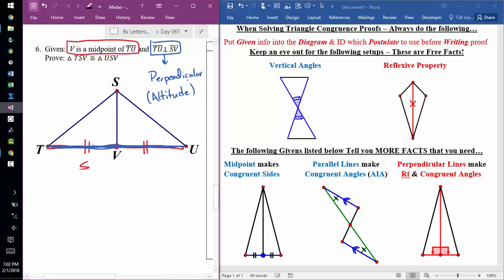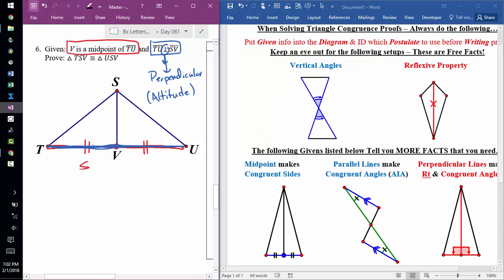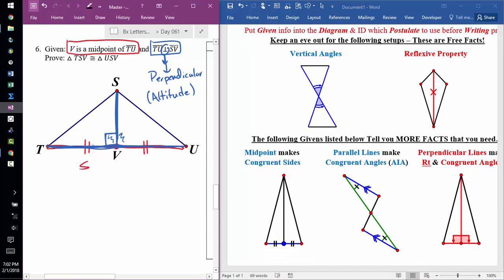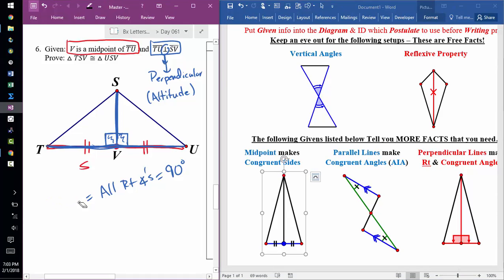They're going to give you two sides. TU is perpendicular to SV, this one down the middle. When they say that, that's the definition of perpendicular: perpendicular lines create right angles. They create right angles. And you've got to ask yourself, what do I know about a right angle? Well, all right angles equal 90 degrees.